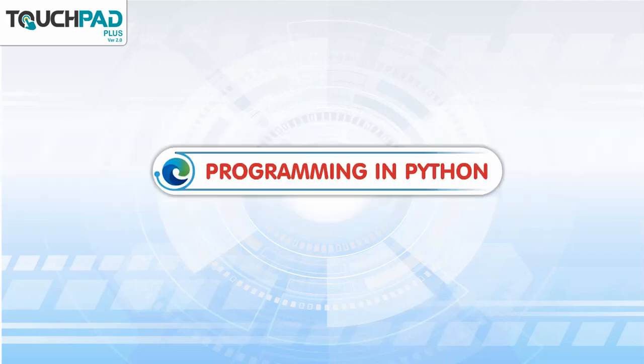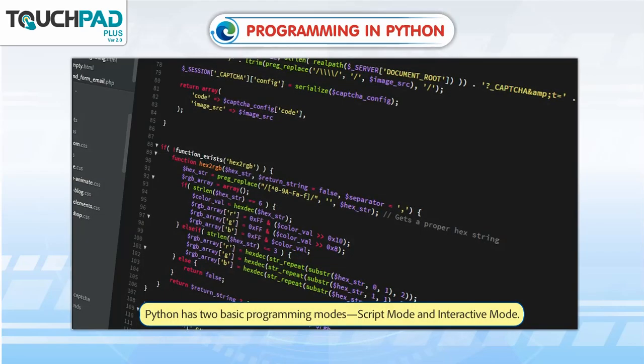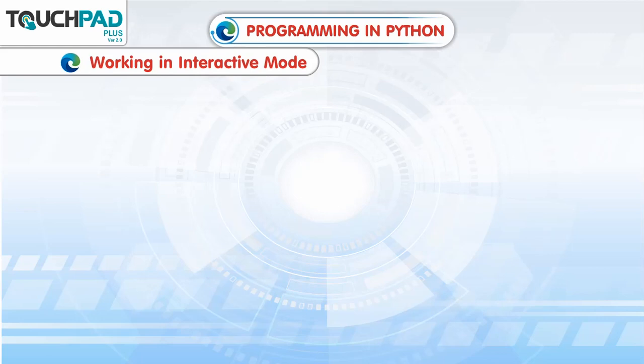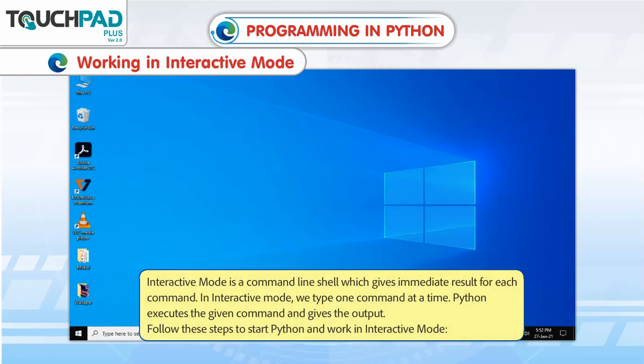Programming in Python. Python has two basic programming modes, script mode and interactive mode. Working in interactive mode. Interactive mode is a command line shell which gives immediate result for each command. In interactive mode, we type one command at a time. Python executes the given command and gives the output. Follow these steps to start Python and work in interactive mode.